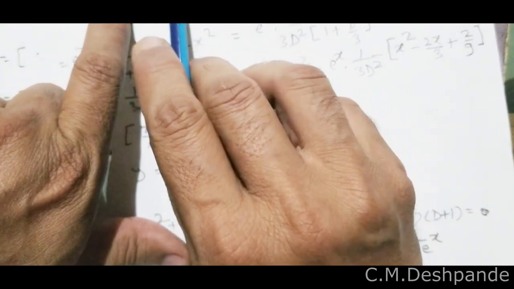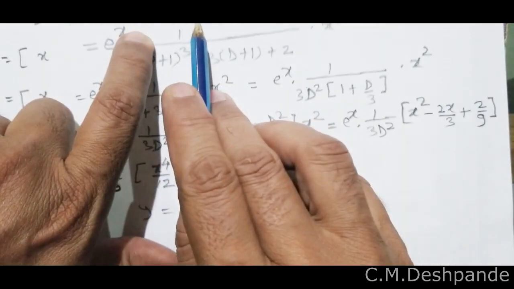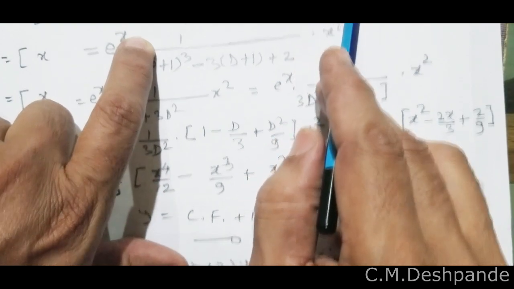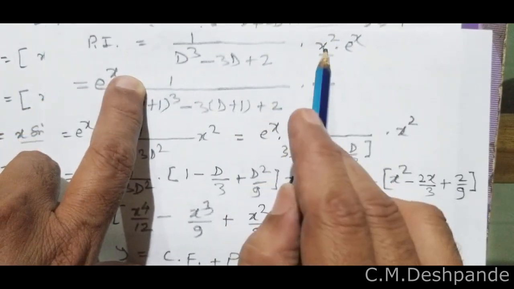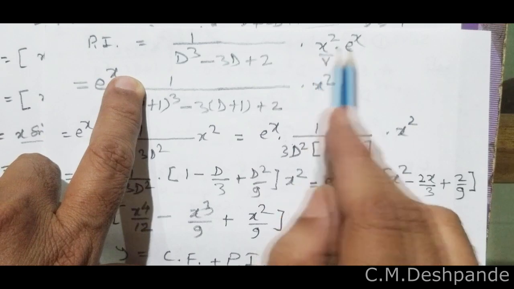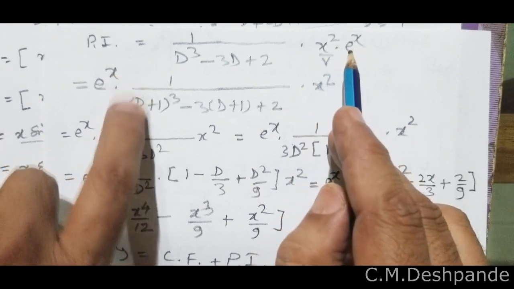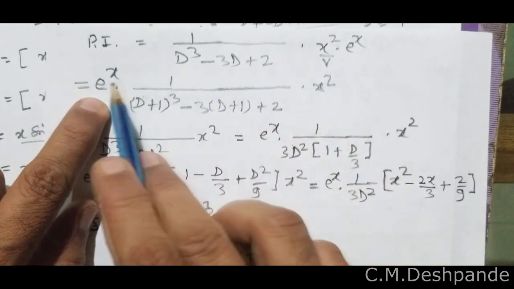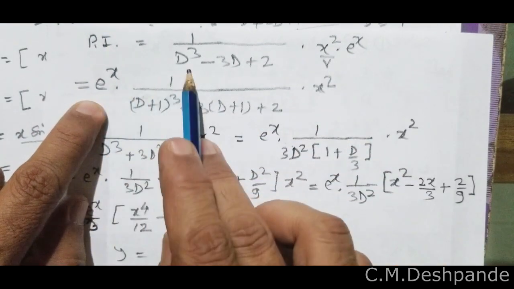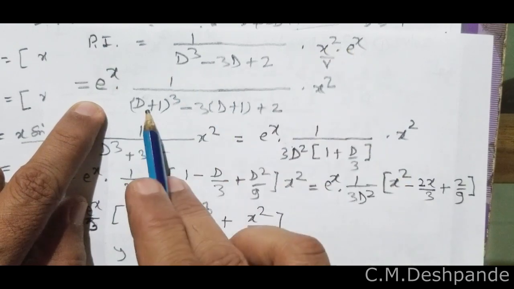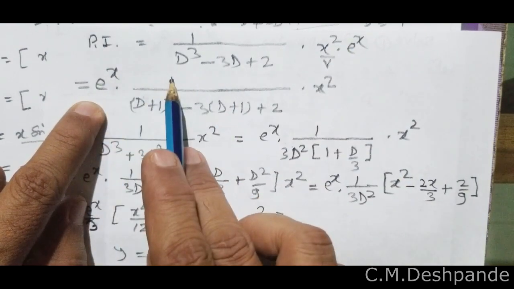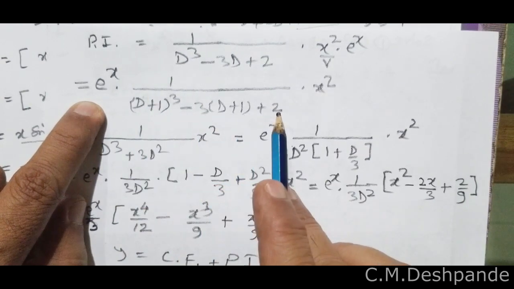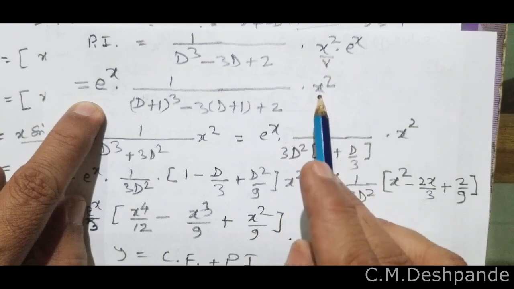PI equal to 1 upon d cube minus 3d plus 2 operating on x square into e raised to x. Now again this is multiplication, and one term is e raised to x, so use method number 4. Take exponential term out of operator and replace all d by d plus 1. So e raised to x into 1 upon (d plus 1) whole cube minus 3 times (d plus 1) plus 2 operating on x square.